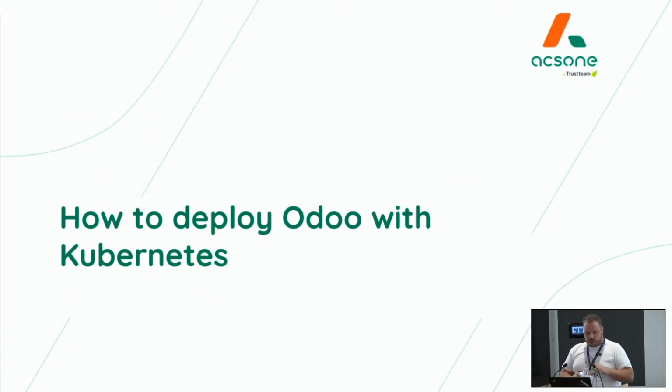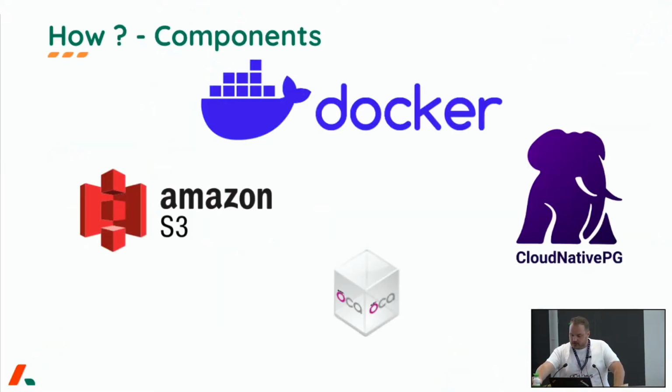And now, the most interesting part of this presentation. How to deploy Odoo with Kubernetes. Is it so terrible? We will answer the question after. We need some components to deploy Odoo on a Kubernetes cluster. As I said, Kubernetes will schedule Odoo pods, so the Odoo container provided by the official Odoo image, on nodes. So if something goes wrong on the node, Kubernetes will reschedule Odoo on another machine.